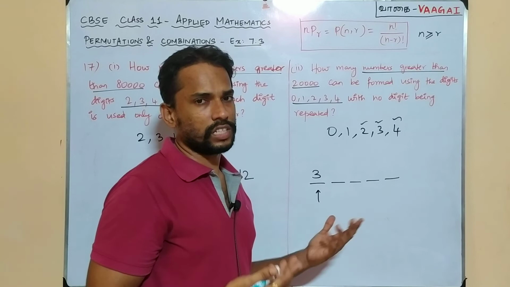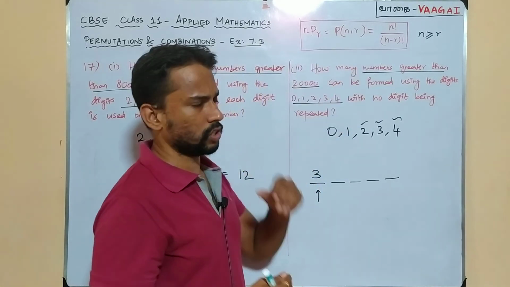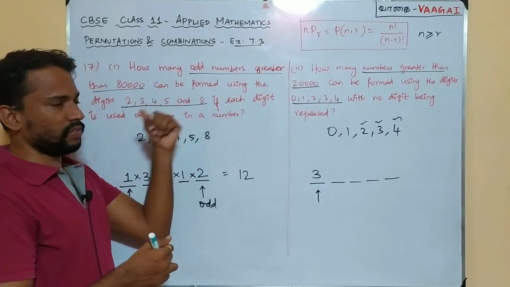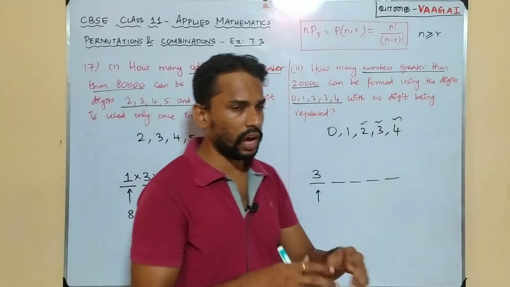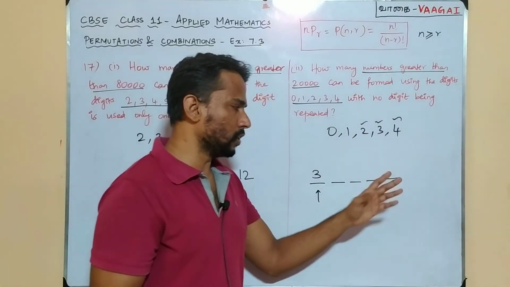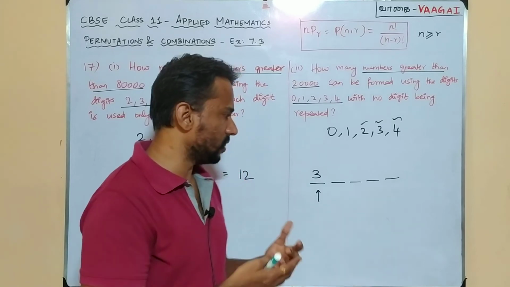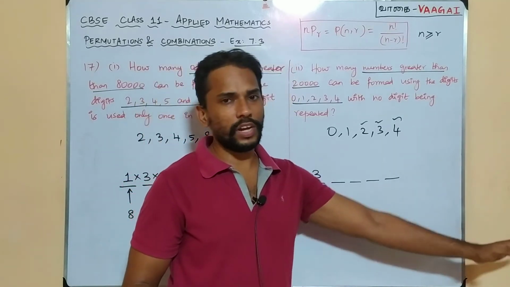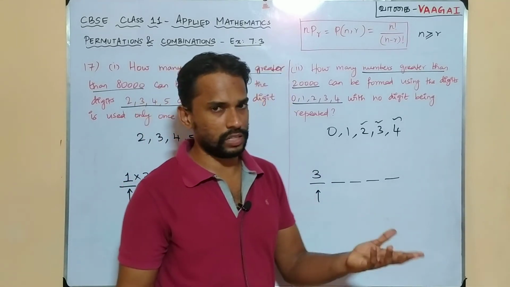And hereafter, is there any restriction like odd numbers or even numbers? For the first subdivision we had a condition of odd numbers, but here we don't have a condition that the number should be odd or even. So hereafter there is no restriction at all. We can fill any of these digits with any of the remaining digits.